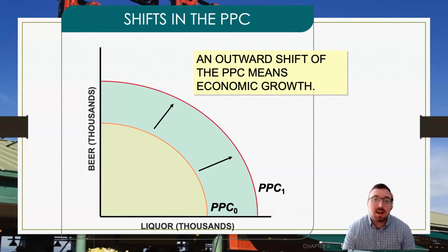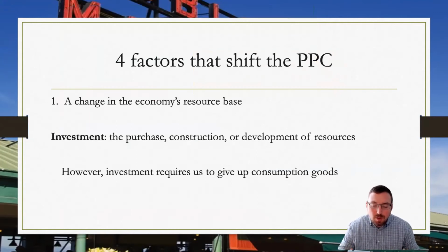We're going to talk about some determinants that can help us understand how the curve is going to shift. Again, an outward shift would mean economic growth. We're going to talk about four factors that can shift the PPC. Number one, a change in the economy's resource base. Obviously, this can shift the PPC.